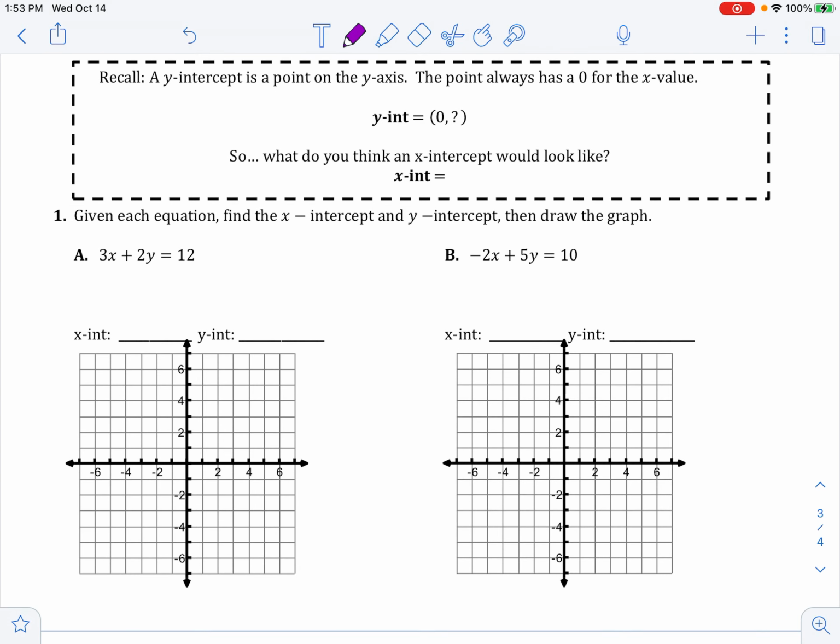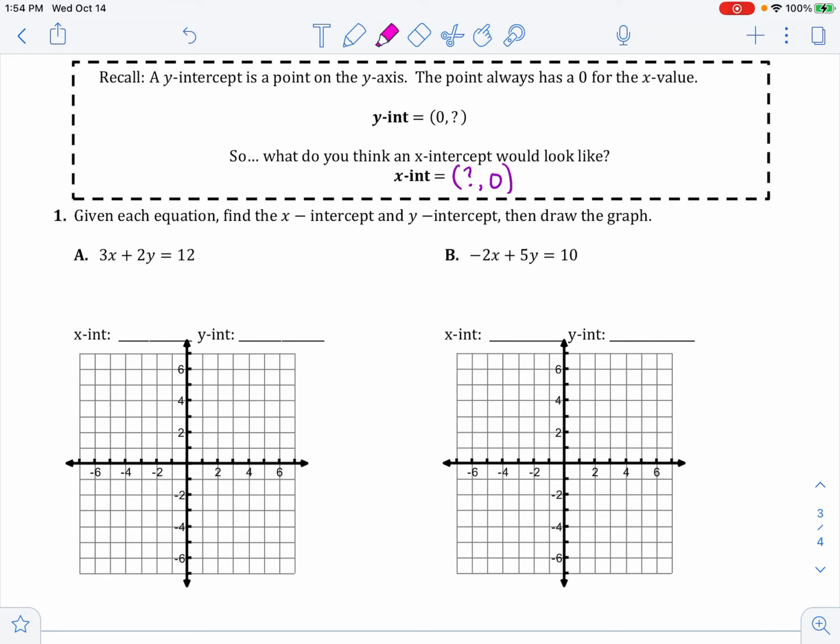Okay? So let's recall from yesterday, a y-intercept is a point on the y-axis. The point will always have 0 for the x value, so it's 0 comma something. So what do you think an x-intercept looks like? It's always in the form something comma 0, right? So that's when y is 0. What is x? Okay. Given each equation, find the x and the y-intercept.